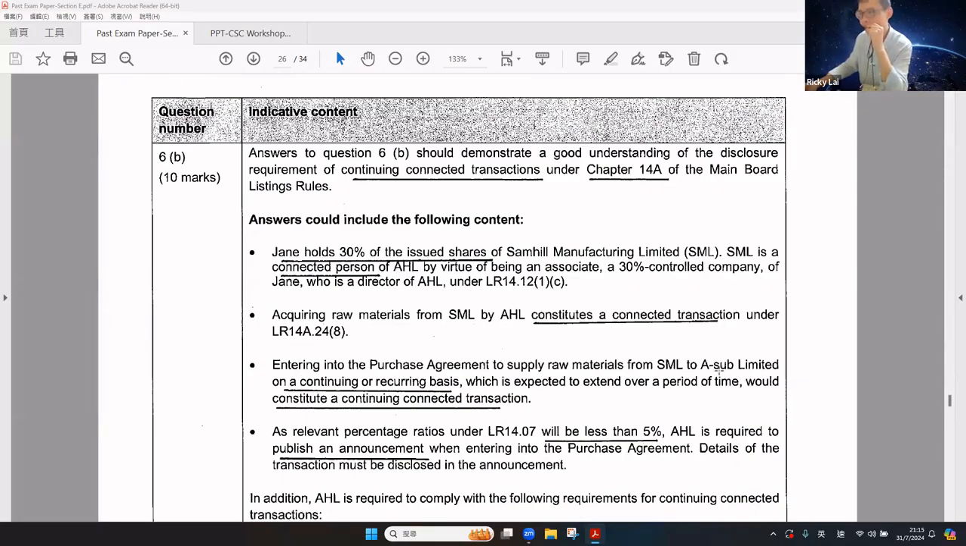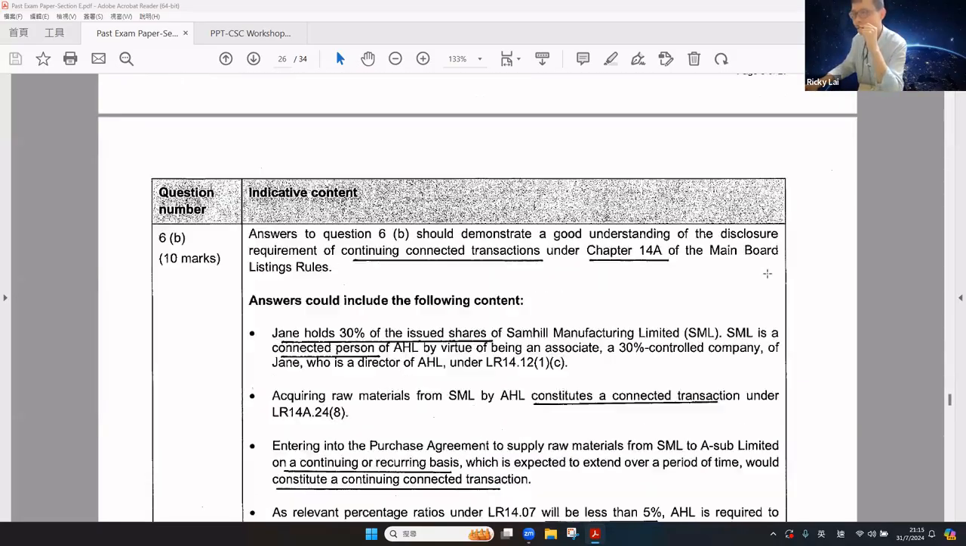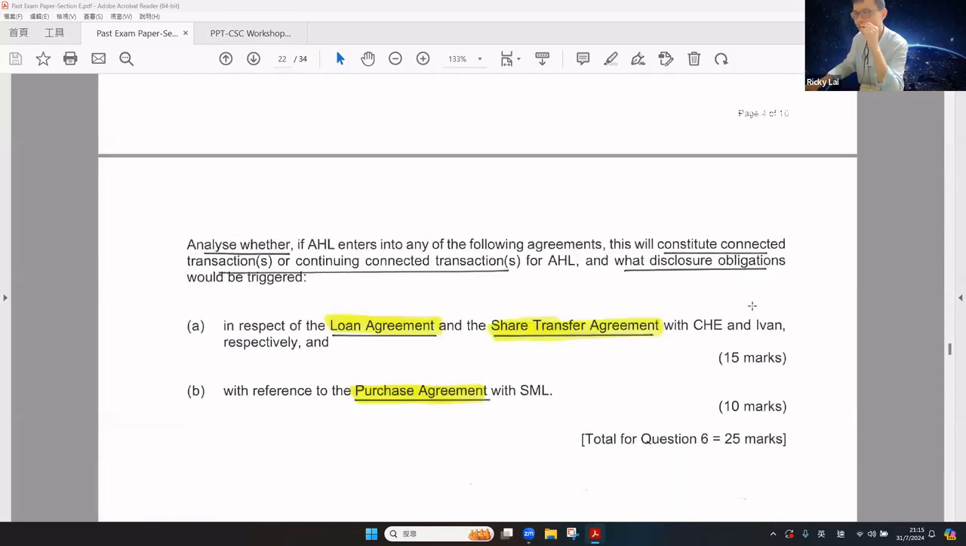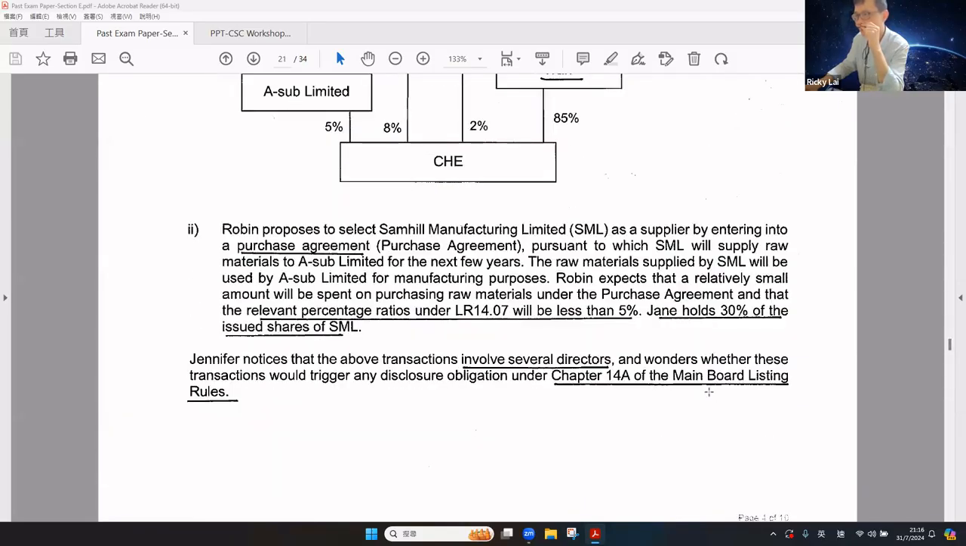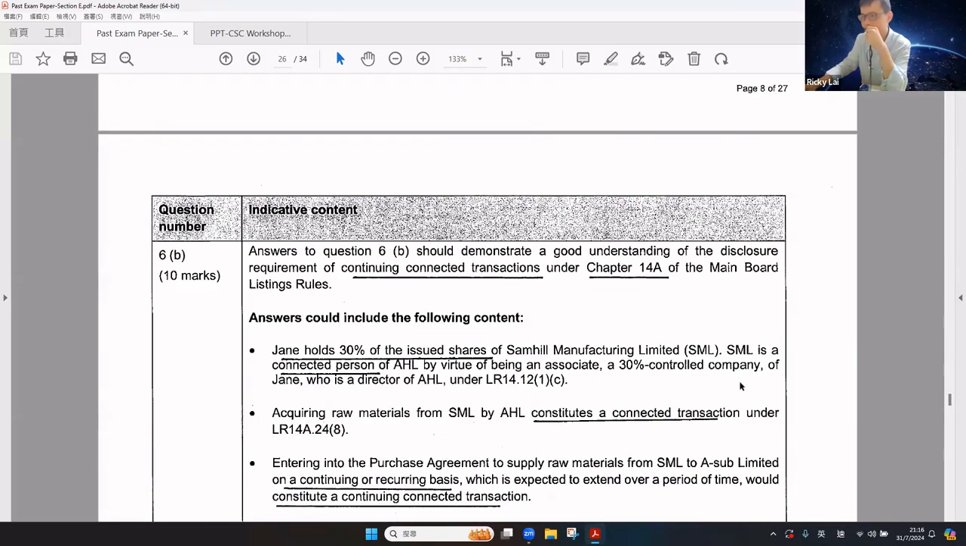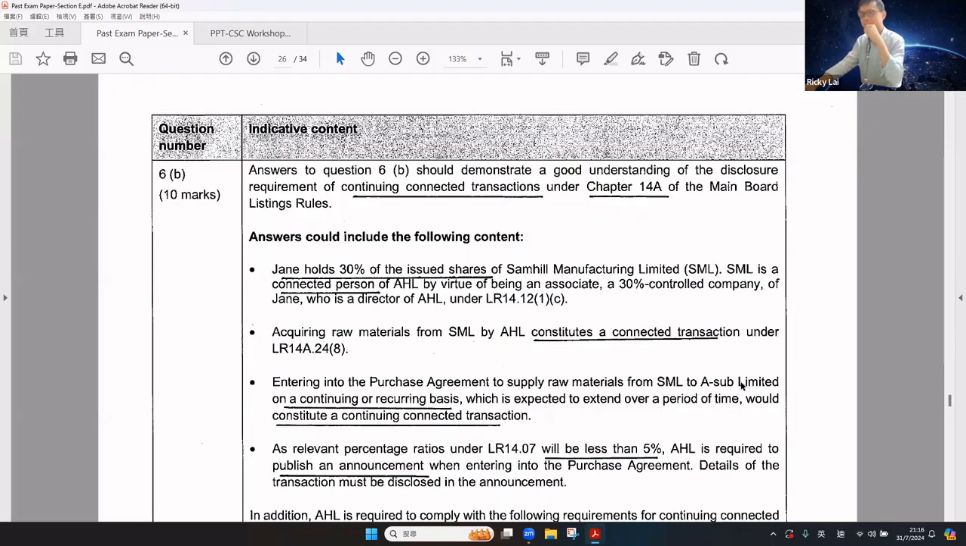Okay, how about the second agreement? As I mentioned in the highlight in the question, it requires a purchase agreement with the supplier. You can see that this is very common: providing raw material by the supplier on a continuing basis is a typical CCT. Now let's take a look at the Part B answer.